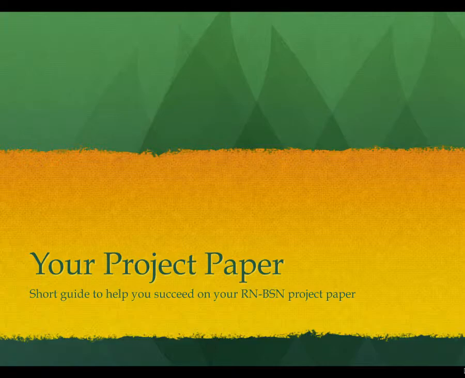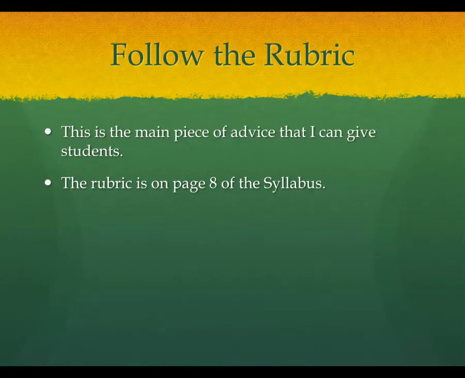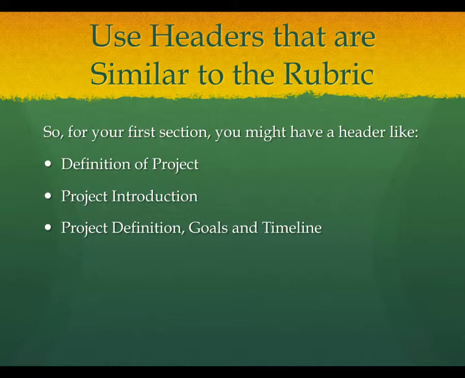Overview of how to do your project paper. So follow the rubric. I guess you're getting that idea by now. It's on page 8 of the syllabus. When you write your paper, try to use headers that are very similar to the ones listed in the rubric. This is going to help you organize your thinking. It's also going to help your teacher grade your paper.